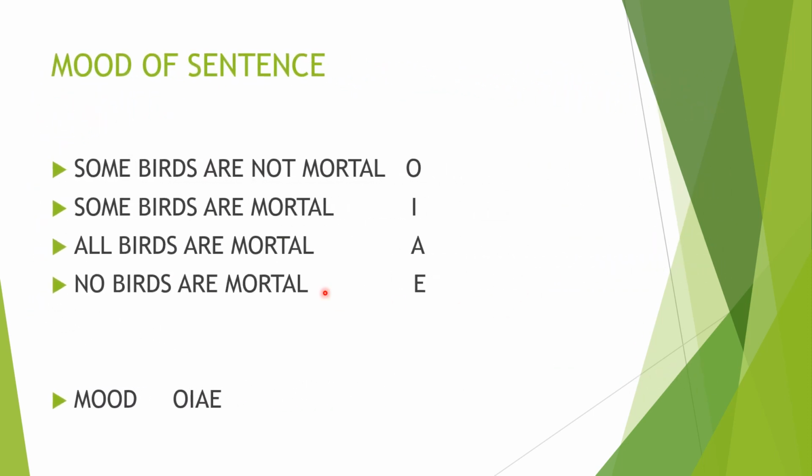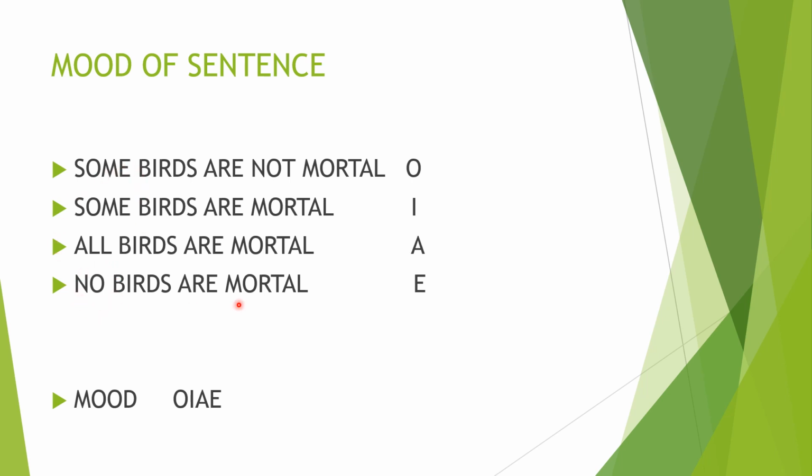Another sentence: some birds are not mortal. Then O is there. Some birds are mortal, I is there. All birds are mortal, A. No birds are mortal, E. So what is the mood of it? O, I, A, E. So you want to find the first letter.